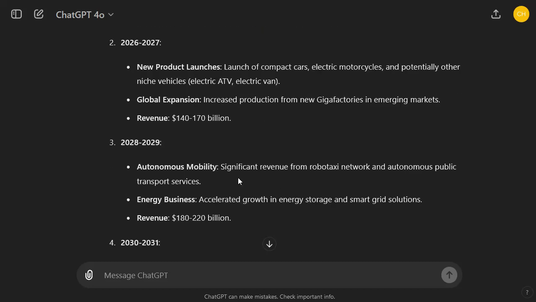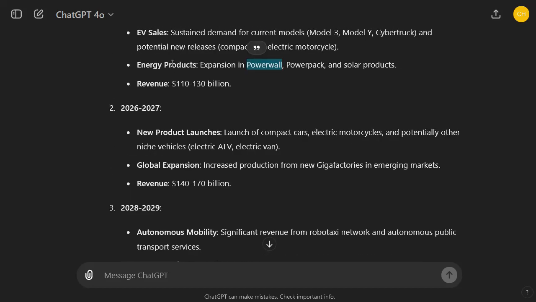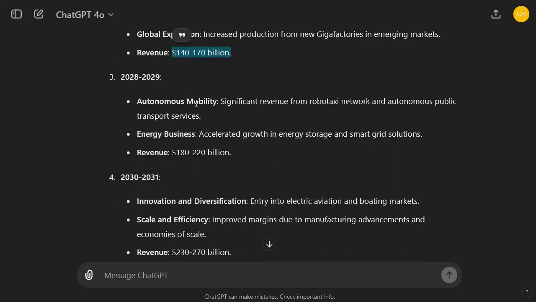Then in 2026 to 27, we will see compact cars, electric motorcycles. Let's see, global expansions. I think we will see increased production from new gigafactories in emerging markets. This, I think, will definitely be true. So revenue numbers, I might agree. Autonomous mobility. Yeah, here they predict that in 2028 to 29, we will see autonomous mobility. It's very conservative, but I would definitely agree with this projection, right?